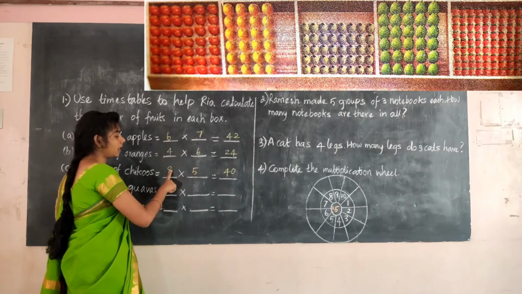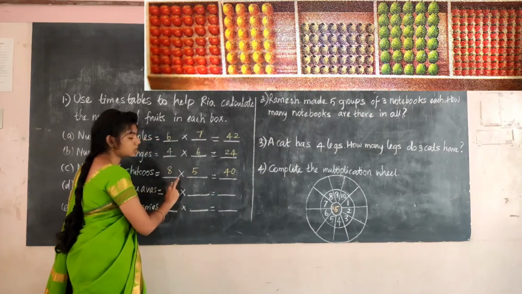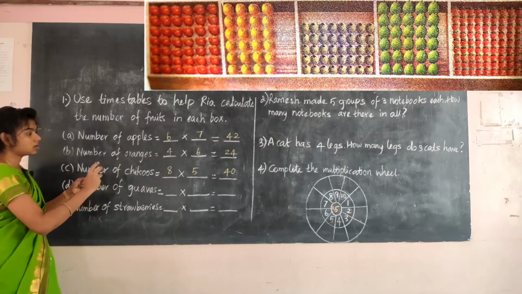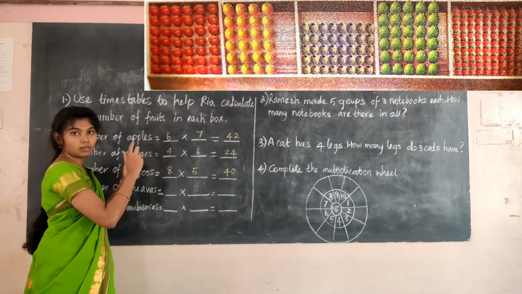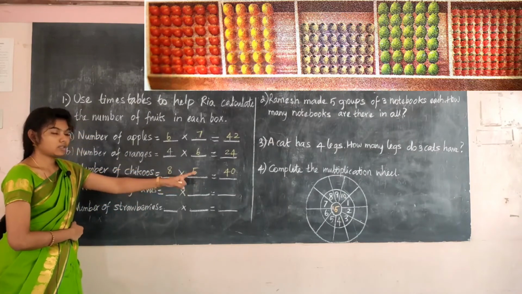Or you can write 5 8s are also 40. The result is the same. By interchanging the numbers you will also get the same answer. This is one of the mathematical multiplication facts. So 8 5s are 40 or 5 8s are 40.